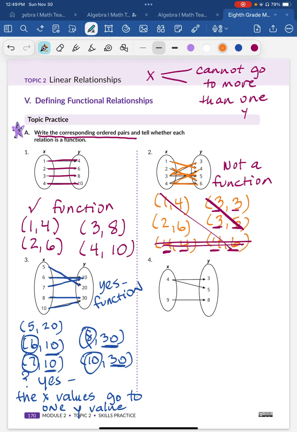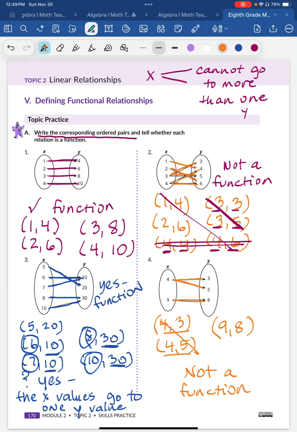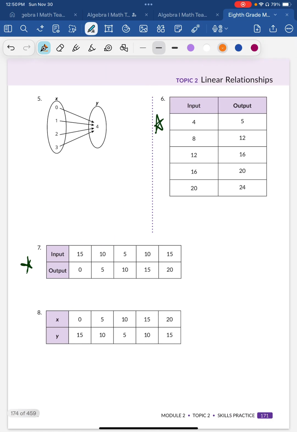Okay, now one more. 4 goes to 3 and 4 goes to 5. We already know it's not a function. 9 goes to 8. That's fine. But 4 goes to two different things. So that's not a function. So now what we're going to do is look at a couple of scenarios and then we'll be done.